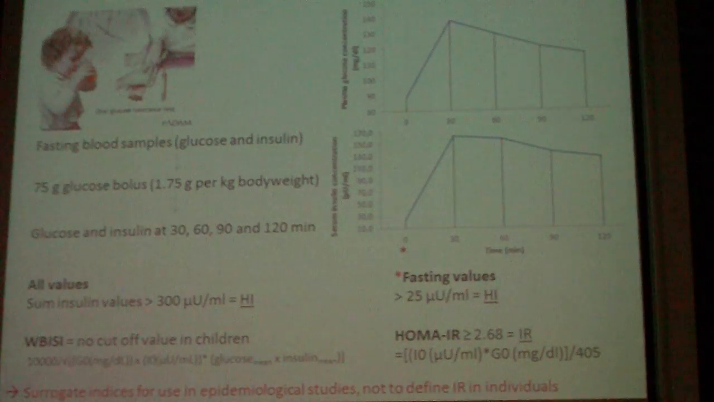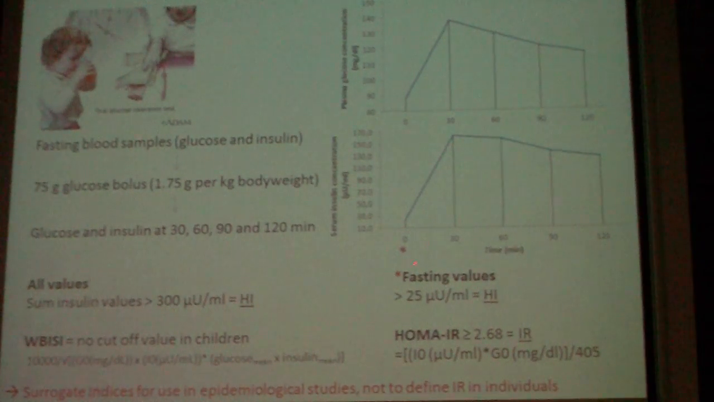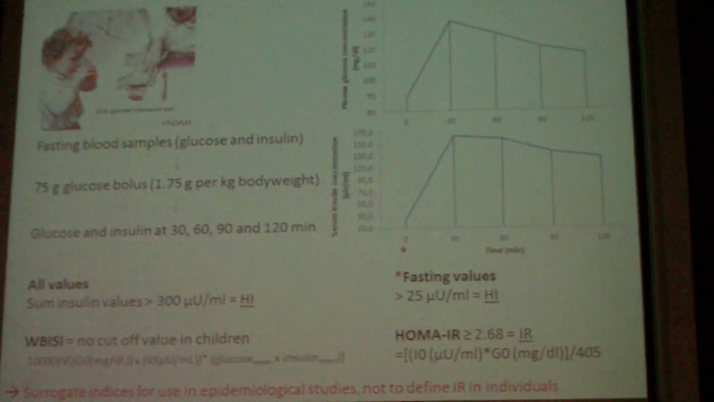If it's more than 300, we can say the child has hyperinsulinemia. We can also measure fasting values, and if fasting insulin is higher than 25, the child has too high insulin. We can also calculate OGTT-derived factors like the whole body insulin sensitivity, or the HOMA-IR. If it's higher than 2.68, the child is insulin resistant.